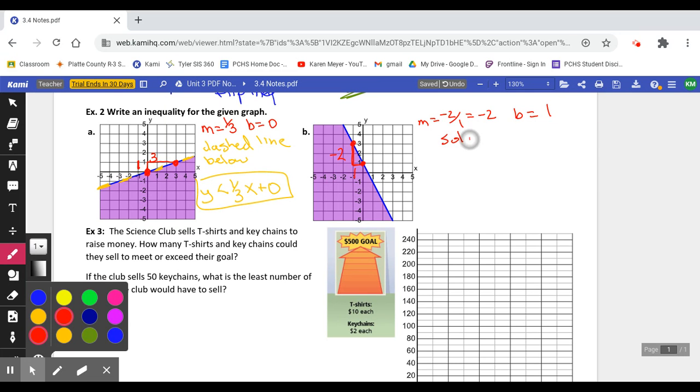This one is a solid line. And this one is also shading below. So y, less than for below, or equals to because it's solid. And your slope is -2x, and your b is +1. Done.